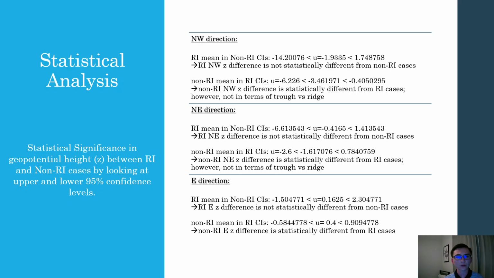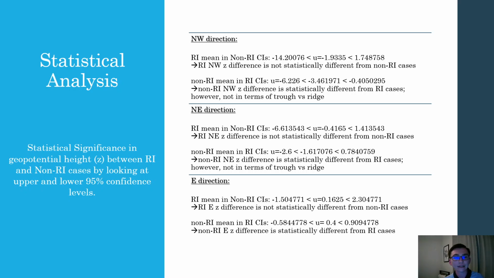Differently, as we look to the non-RI mean compared to the RI confidence intervals, it was to the lower end, outside of the interval, so it was technically statistically different from the RI cases, however, not in terms of it being ridge or higher or increasing heights compared to lower heights. That would actually indicate that the heights are a little bit stronger in the gradient force there in the decreasing direction. Similar story for the northeasterly direction from the center of the storm.